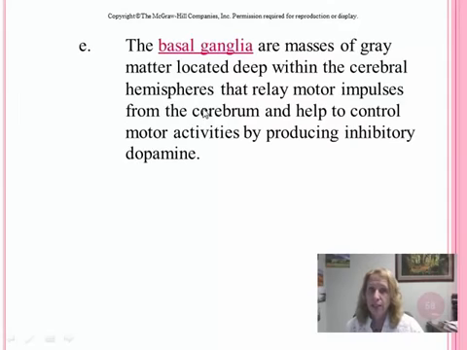Basal ganglia are masses of gray matter. Remember that gray matter represents cell bodies, and these basal ganglia produce a neurotransmitter that controls motor activities. This neurotransmitter is called dopamine. This is the neurotransmitter that is missing in people with Parkinson's disease.